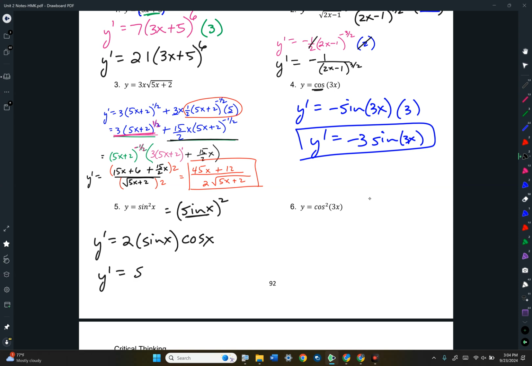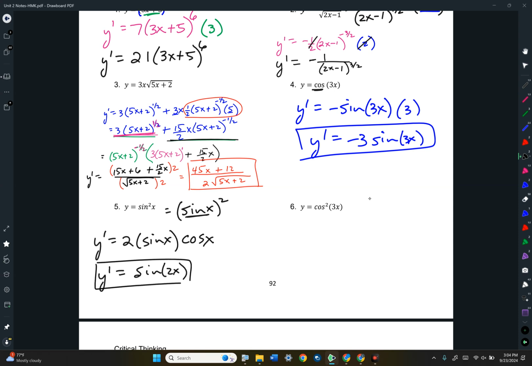Isn't that the identity for sine of 2x? So you might be saying, oh, I would not have noticed that. That's why I mentioned it, because you need to start getting more familiar with that sine of 2x identity. Okay, so let's look at number 6.